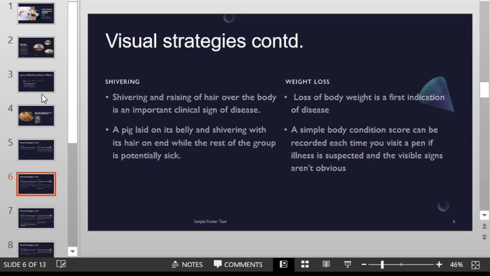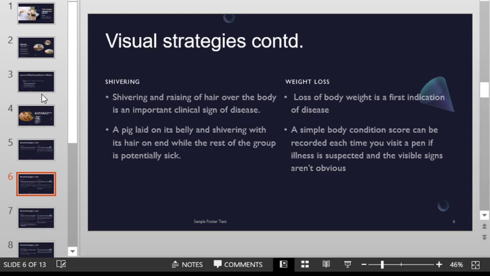The next visual strategy is weight loss, and this is actually common. When the animal starts losing body weight, it's usually the first indication of disease. And then, if you look at weight loss, it's coming from inappetence, that's lack of appetite. So, if the animal is not eating well, the next obvious sign is that the animal is going to shed weight. So, weight loss is an important visual strategy that you should look out for.